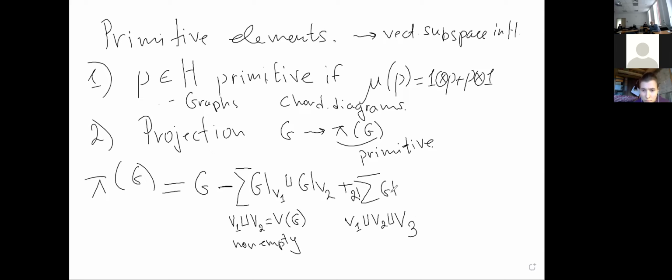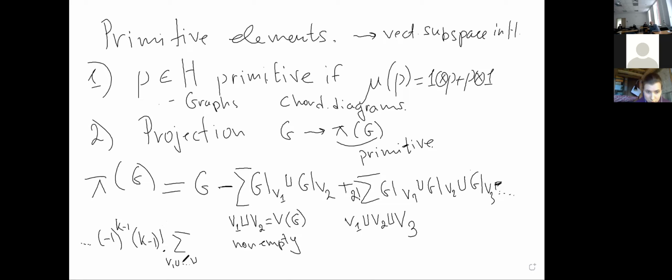Here we have factorial, V2, so we have minus 1 to the power k minus 1, k minus 1 factorial, and the sum over all the decompositions into k non-empty sets and the product or disjoint union of the restrictions of the graph onto these subsets.